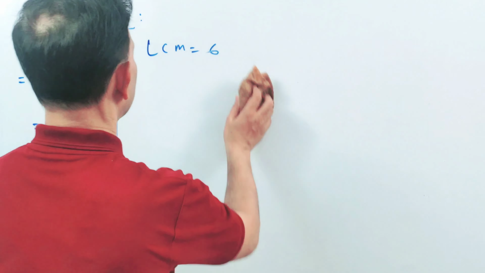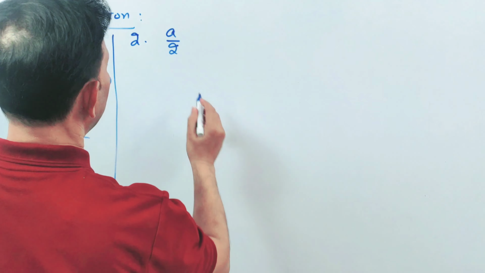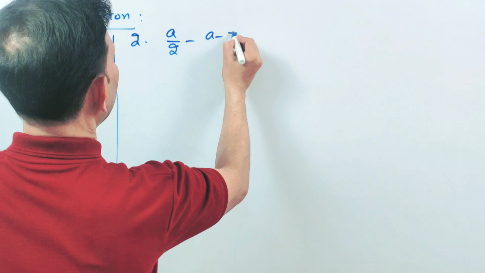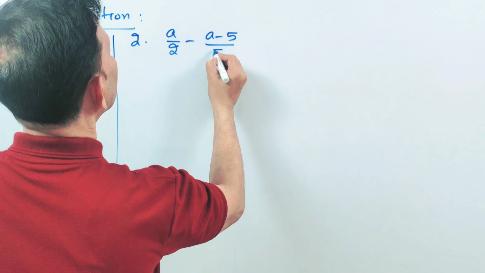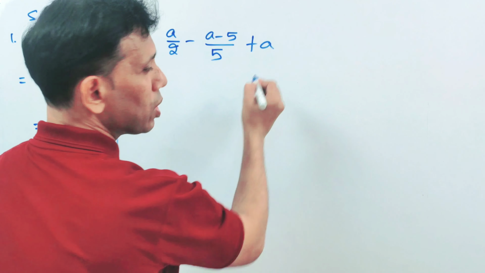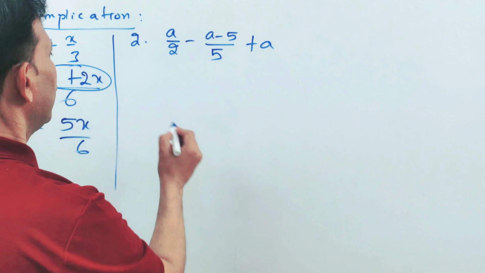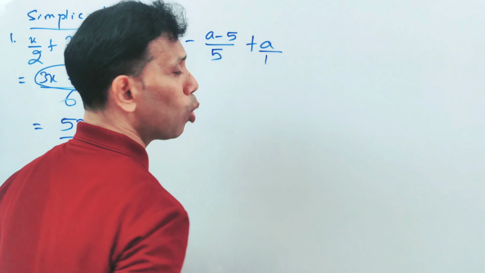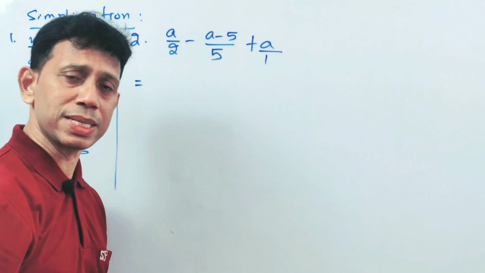Now we will go for another question. Gradually we will go for the difficulty levels. This is question number 1. Question number 2. a by 2 minus (a minus 5) by 5, plus a. Now here I will do the same simplification. You will check the denominators. Here the denominator is 2, here the denominator is 5, and here no denominator is there, which means the denominator is 1, right? You don't need to write the denominator 1, but it is there.